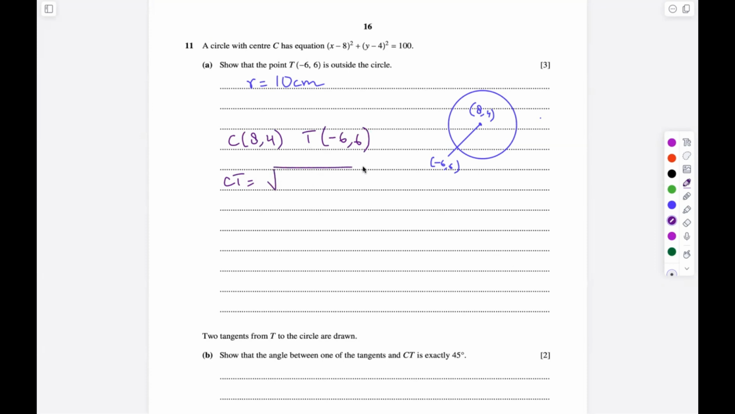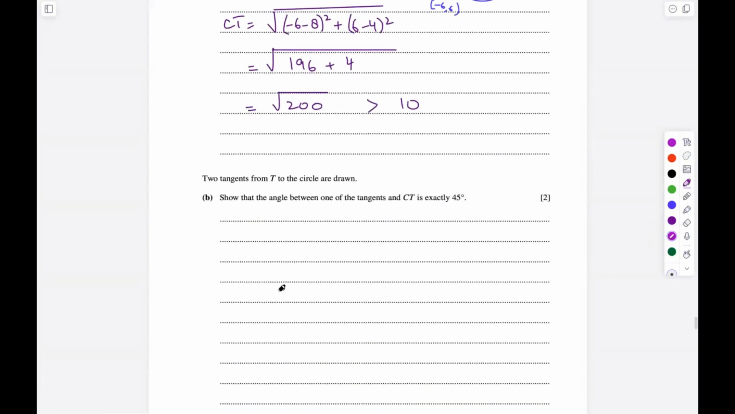Applying the distance formula for CT, we'll get (x2 minus x1), which is (minus 6 minus 8) whole squared plus (6 minus 4) whole squared. So minus 6 minus 8 is minus 14, and minus 14 whole squared will be equal to 196. And 6 minus 4 is 2, so 2 squared will be 4. So the distance CT is equal to the square root of 200. And as this is greater than 10, it means that the point T lies outside the circle.